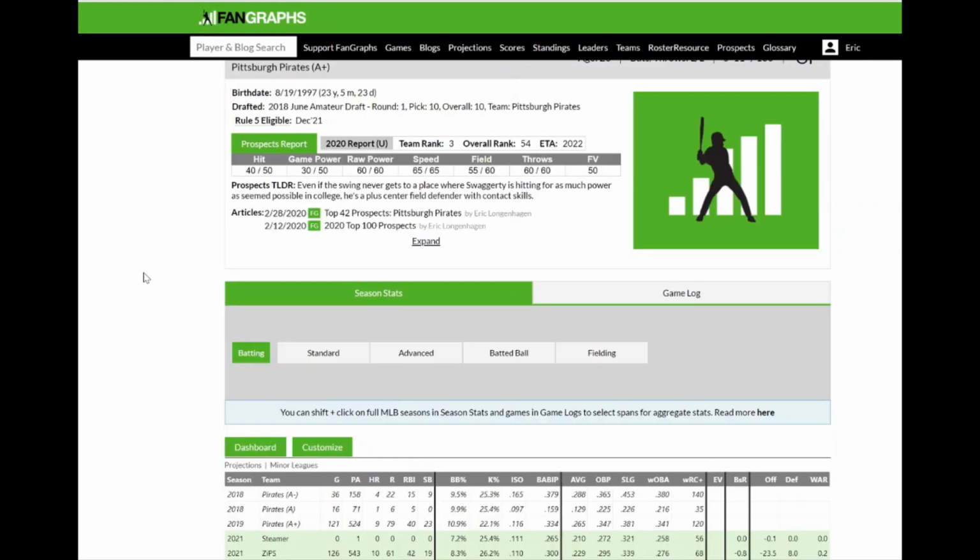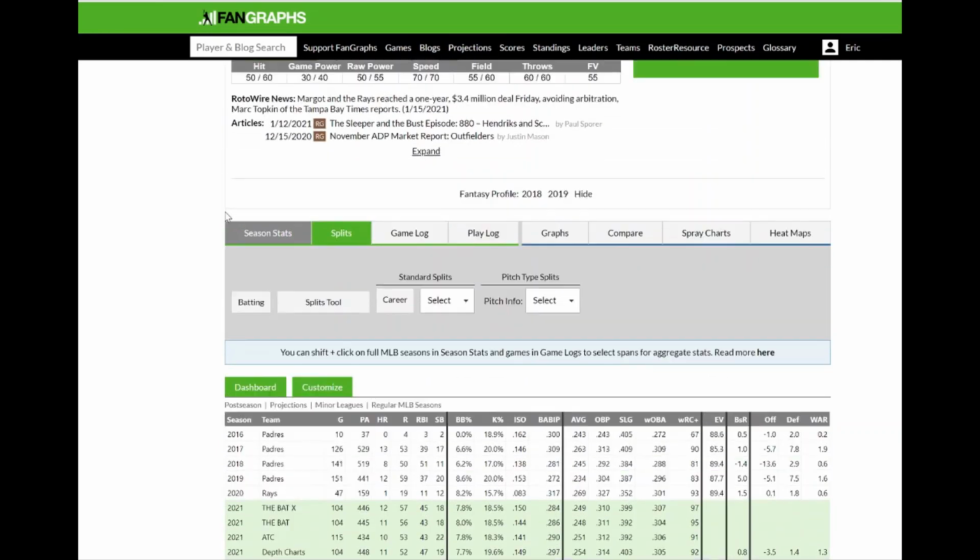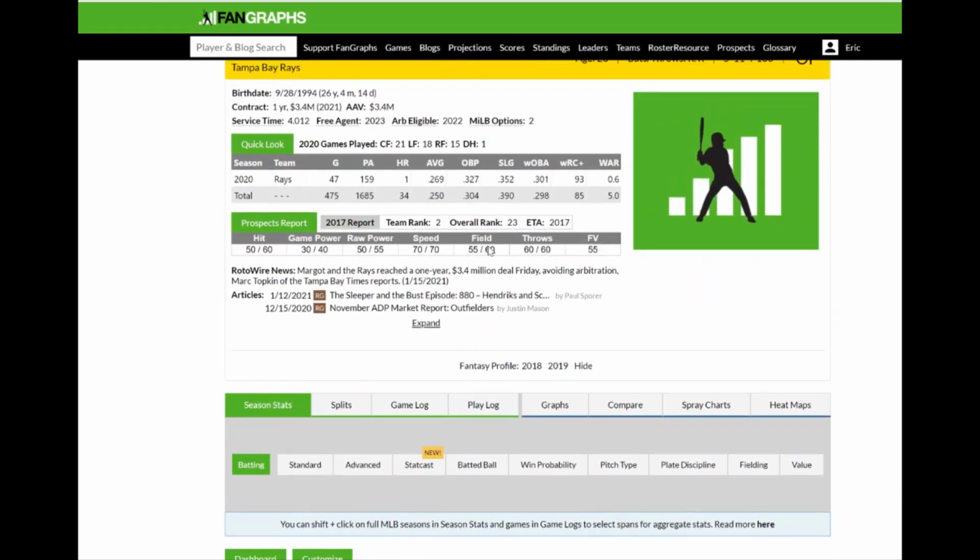So here's Swaggerty. And you can see I overprojected Margot as a prospect too. See? I just thought that he would do more damage against both types of pitching rather than only lefties. And you can see that his raw power grades, I think these are still accurate, right? He had average raw power as a young guy. I think it's above now, but his swing just does not allow for it to play in games. So I think I got this part of it right, but the overall grade I did not get right.